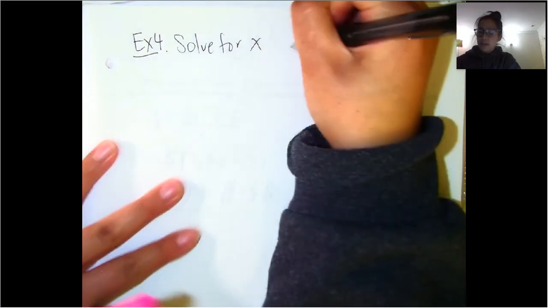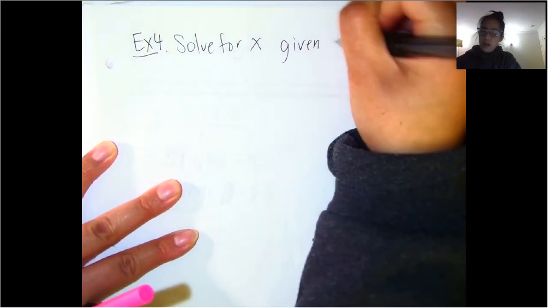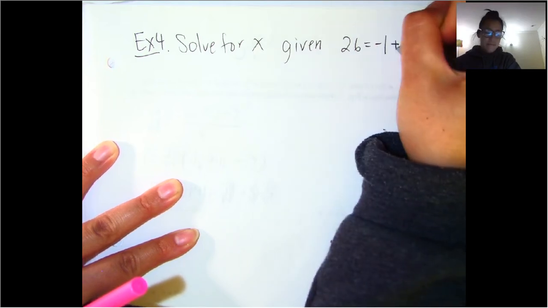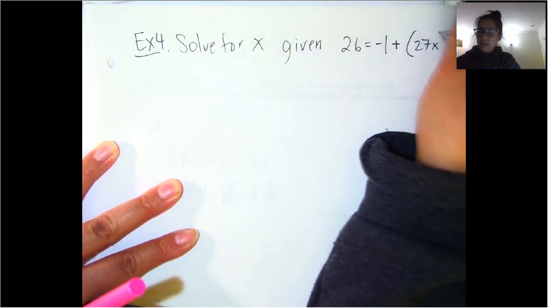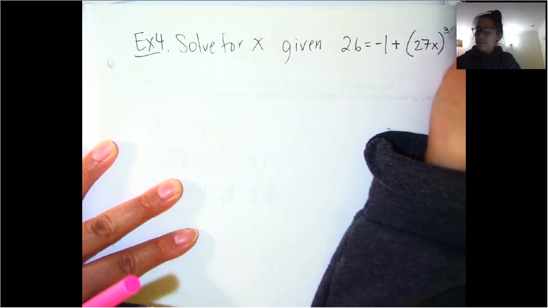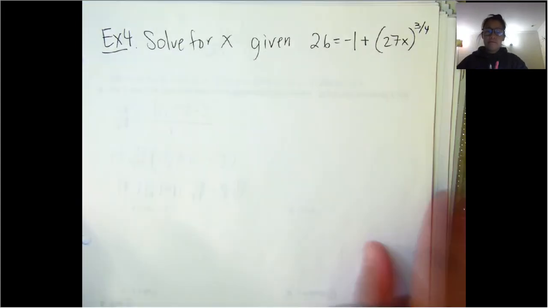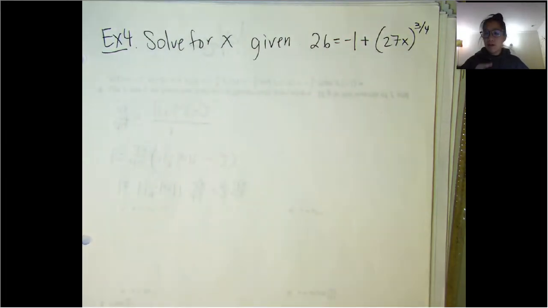This is example 4. Go ahead and solve for x. Given the equation, 26 equals -1 plus 27x in parentheses to the 3/4 power. All right, so first things first, we're going to isolate the radical.